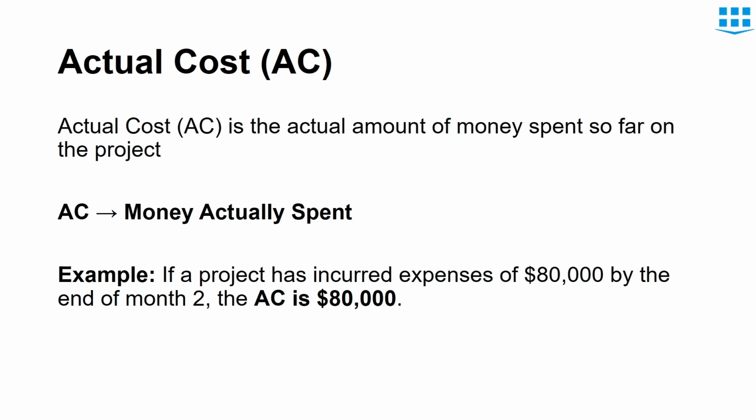Next term is actual cost. Actual cost is simply the amount of money spent so far on the project. So, for example, if a project's timeline is 12 months and by the end of month 2, we calculate the actual cost incurred in the project, and in that case, if it is $80,000 or $50,000, whatever the cost, it is called the actual cost at that time.